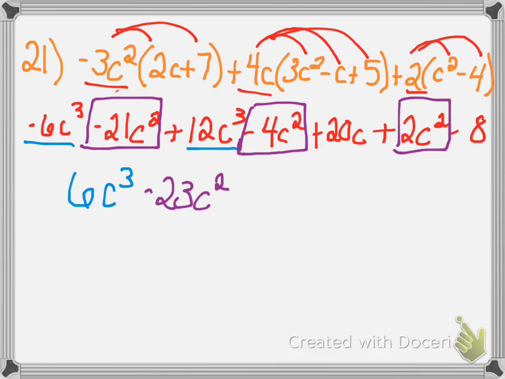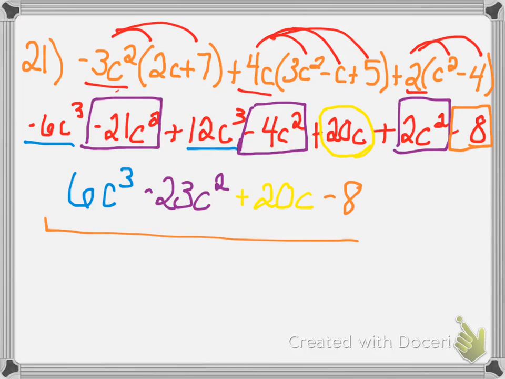Then what you're going to notice from here is 20c doesn't go with anything, so you just bring it down. And -8 also doesn't go with anything, so you just bring it down. So here is your final answer.